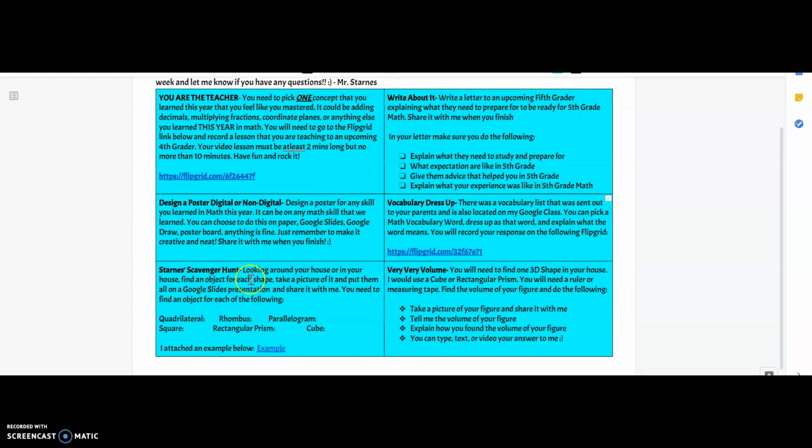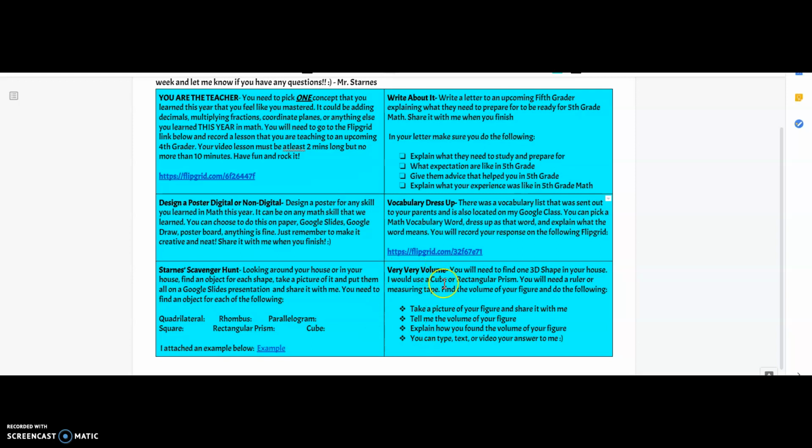Then down here we have Starnes' scavenger hunt. You're going to be looking in your house or around your house, and you're going to be finding one of each of these shapes. So what you'll do is you're going to take a picture of it and you'll put them all on one Google slide presentation. So your job is to find a quadrilateral, a rhombus, a parallelogram, a square, a rectangular prism, and a cube. And I went ahead and made an example for you. You can click on example and it will take you to an example that I created that you can look at.